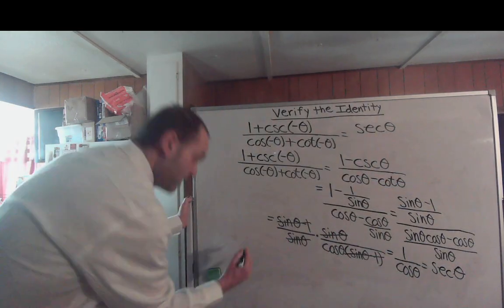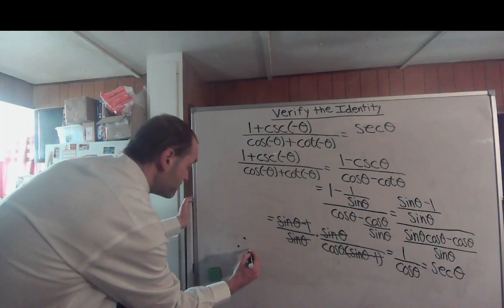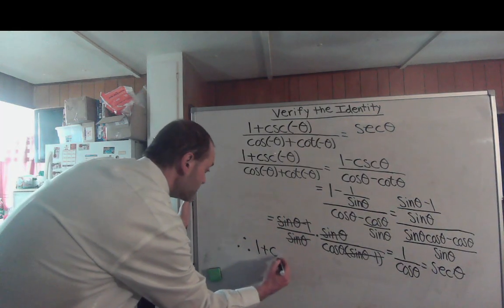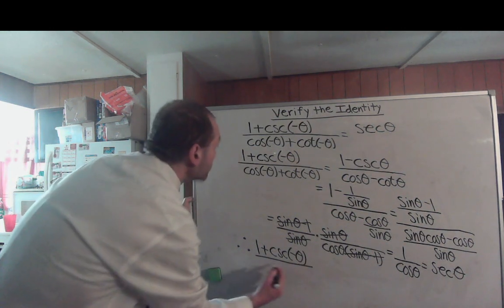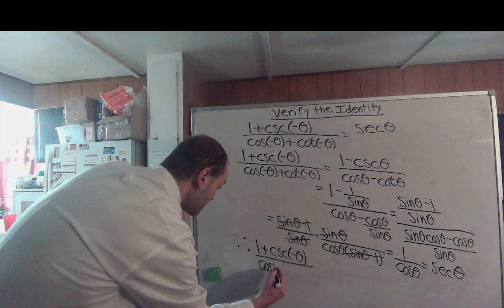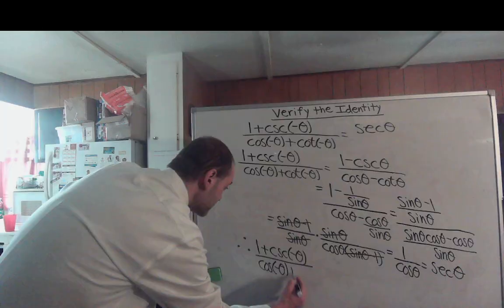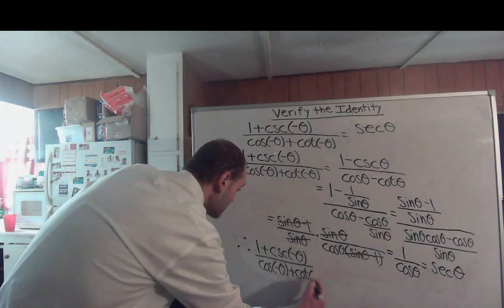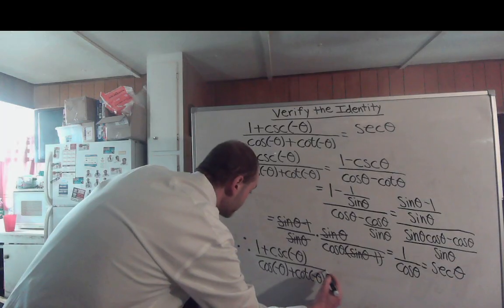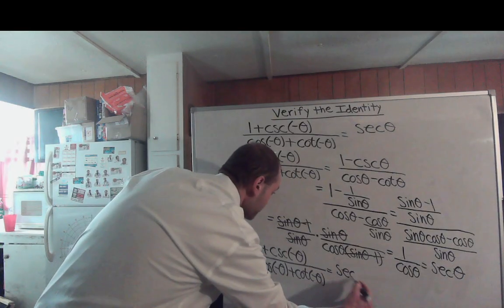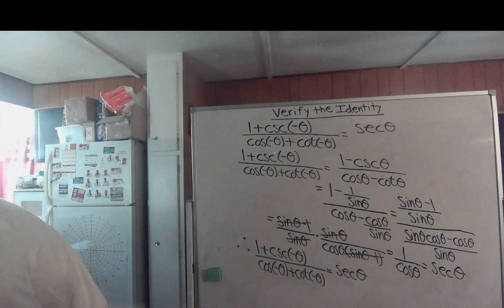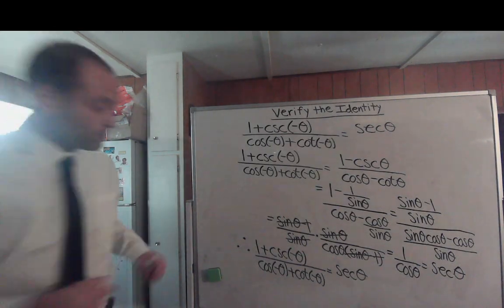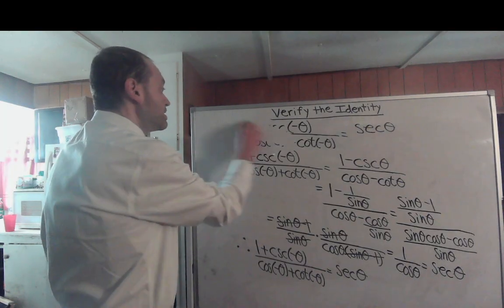So we have just verified this, that 1 plus the cosecant of negative theta all over the cosine of negative theta plus the cotangent of negative theta equals the secant of theta. So yeah, that one was a bit messy. All right.